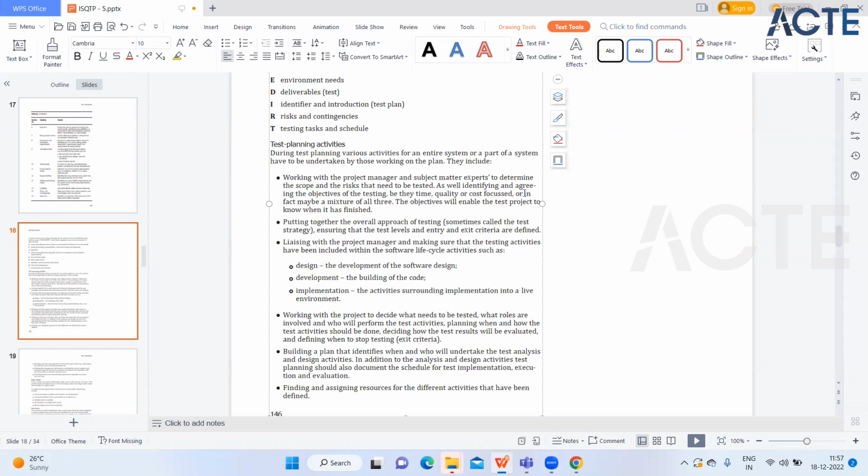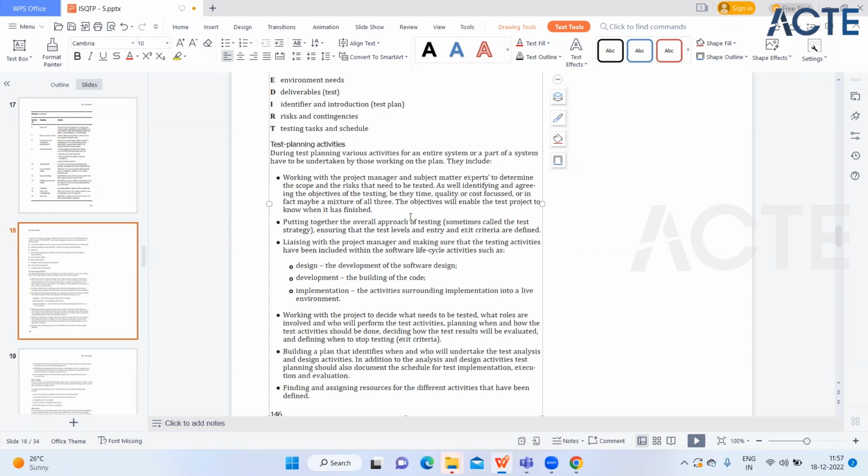As well, identifying and agreeing the objectives of the testing, be they time, quality, or cost focused, or in fact maybe a mixture of all three. The objectives will enable the test project to know when it has finished. So these are the test planning activities.